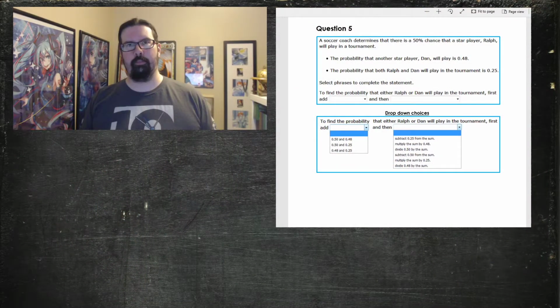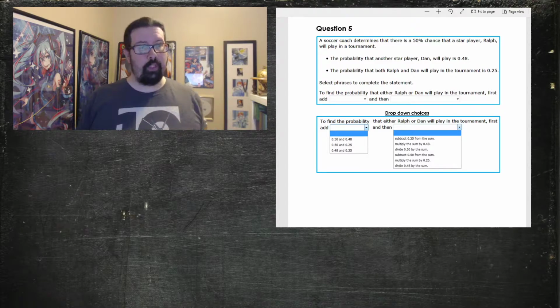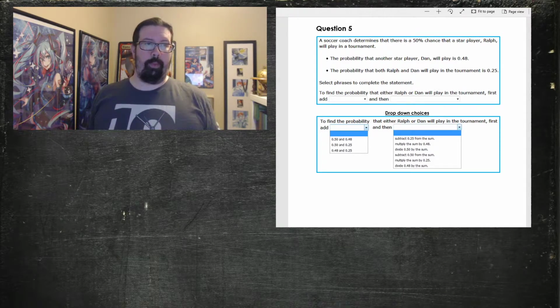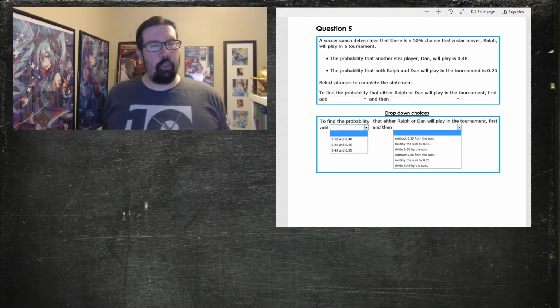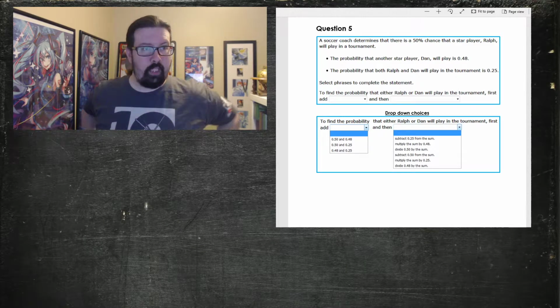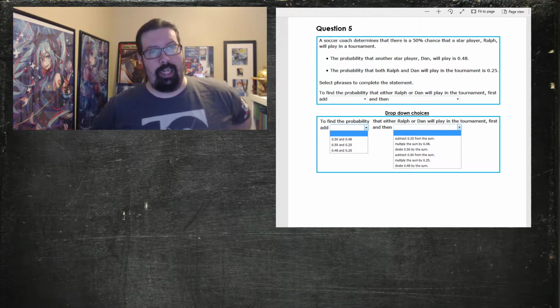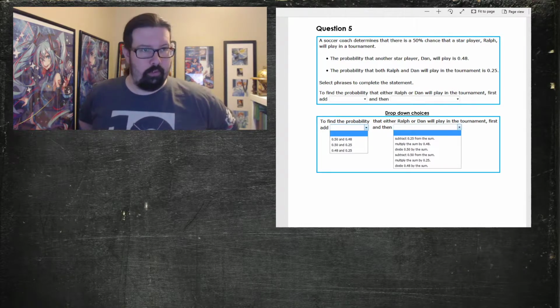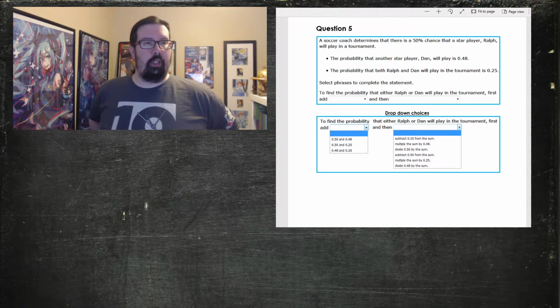Today we have a pretty interesting problem about probability. Let's take a look. A soccer coach determines that there's a 50% chance that a star player, Ralph, will play in a tournament. The probability that another star player, Dan, will play is 48%, or 0.48. The probability that both Ralph and Dan will play in the tournament is 0.25%.